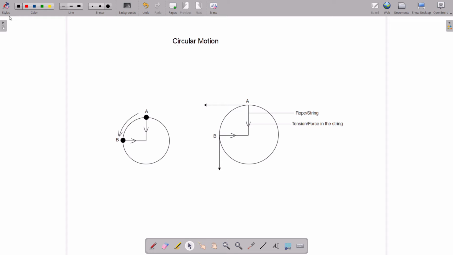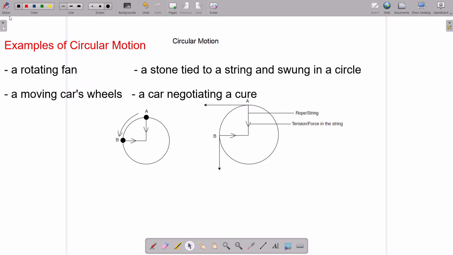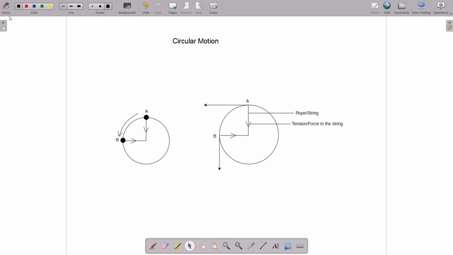We've all experienced or seen circular motion in action before, be it ourselves or objects that we see undergoing circular motion. Examples of circular motion include a rotating fan, a moving car's wheels, a stone tied to a string and being swung in a circular fashion, a car negotiating a bend. But the question is, what enables an object to undergo circular motion?